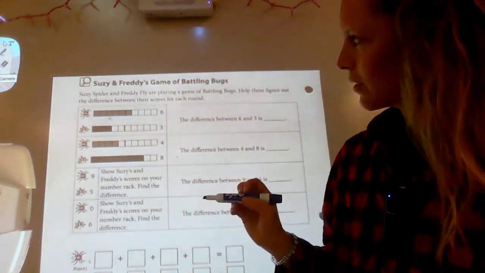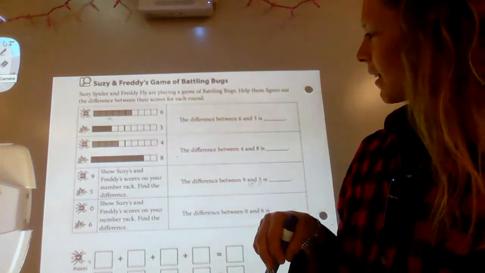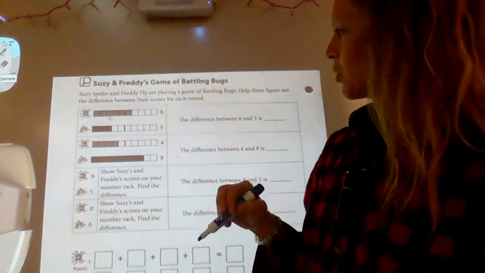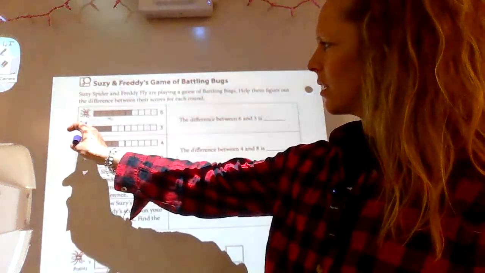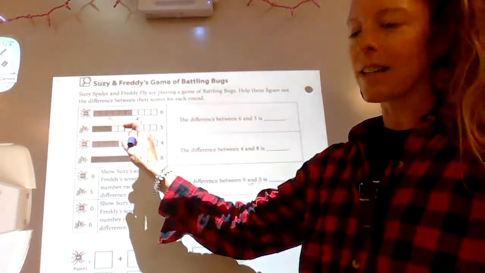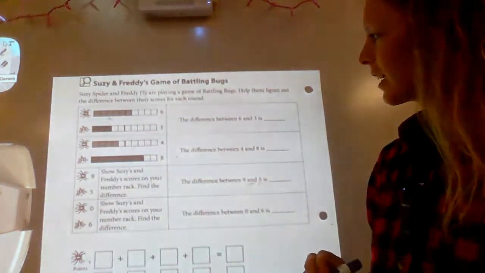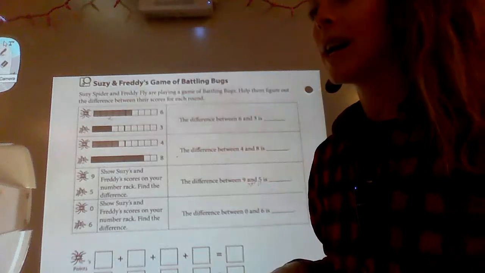So take a look at Susie Spider and Freddie Fly. They played a game of battling bugs. We need to figure out the difference between the numbers. In their first round, the spider, Susie, had 6. And the fly had 3. The difference between 6 and 3 is what?